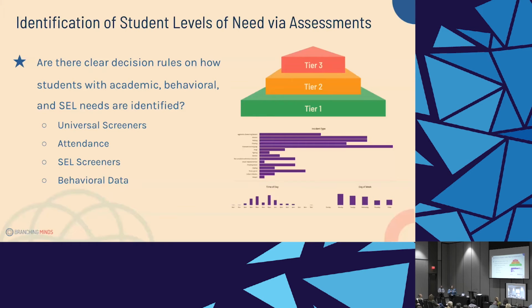Do y'all have screeners? What are you using for behavioral data? Do you have a social emotional learning screener that you're looking at your students? Are you able to visualize these things so that you can look at patterns and trends and start to look at your resources differently? Remember, I told you about that. Resource allocation, MTSS is everything. Any other data things that you use to identify student need?